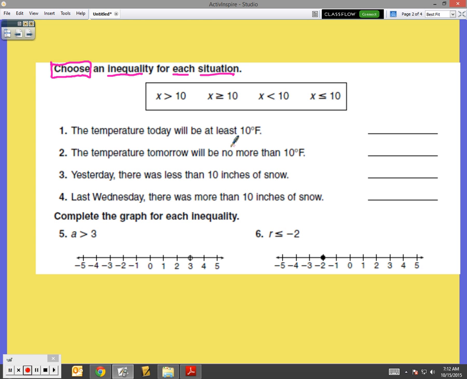So the temperature today will be at the very least 10 degrees. So that means the temperature, and we'll use X, that's what we're using. So at the very least, it's going to be 10. So there's the other side of my inequality.